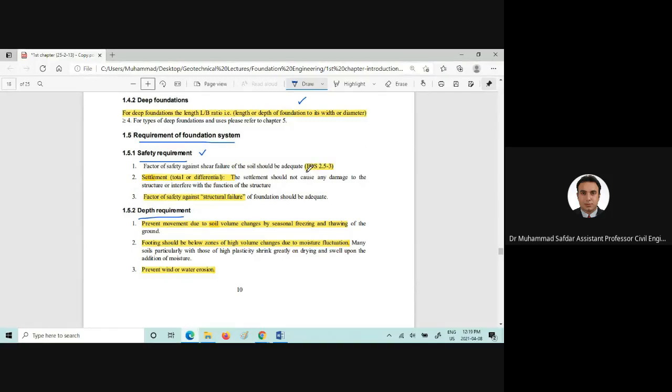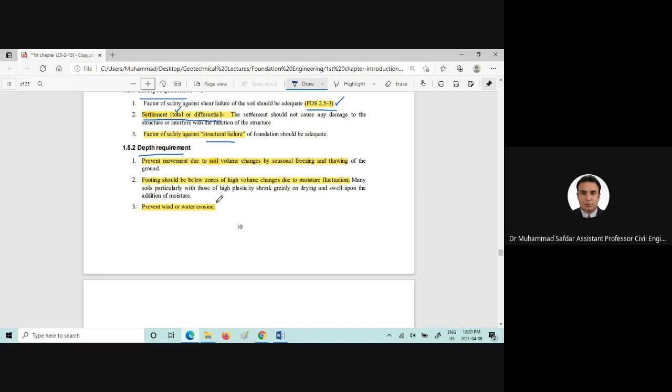For the safety requirement, we discussed in our earlier part of this lecture that there are factors of safety which are applied due to the unforeseen issues, sampling, soil variation, dead load, live load variations, and these issues are making us assume the factor of safety of the soil. Then settlement can occur, and we should design a foundation that should not settle too much, differentially or in the total settlement, which will cause damage to the structure. Overall, structural failure should be avoided, and the foundations should be safe enough to avoid structural failures.